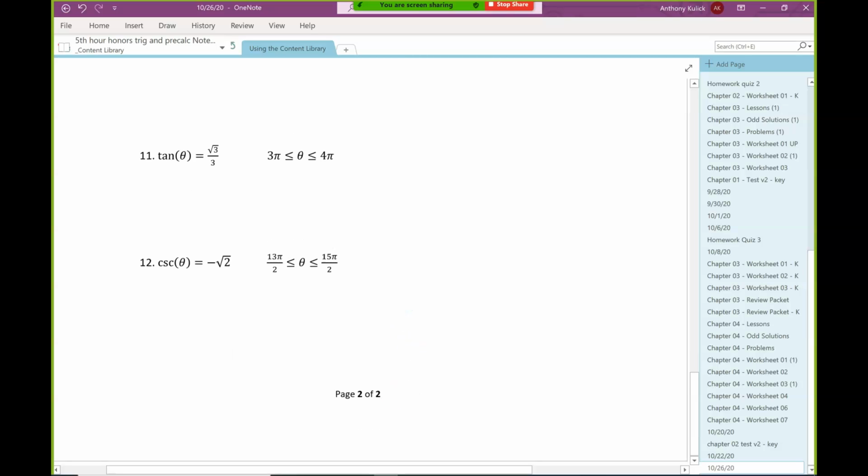Okay. So 12, we have cosecant is negative root 2. I know cosecant is going to be negative wherever sine is negative. And sine is negative where the y coordinate is negative. So that's quadrants 3 and 4. And then I have to find an answer between 13 pi over 2 and 15 pi over 2. Well, I'm not really sure where that is. So we're just going to count.